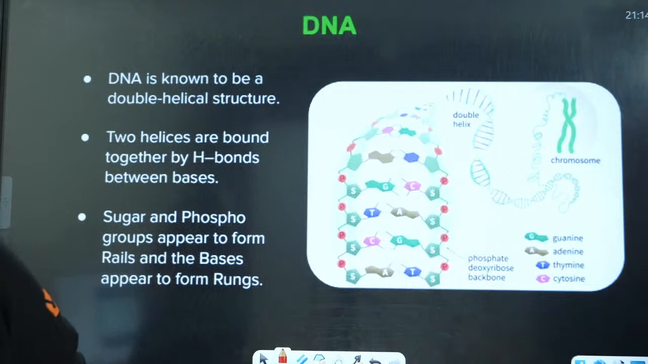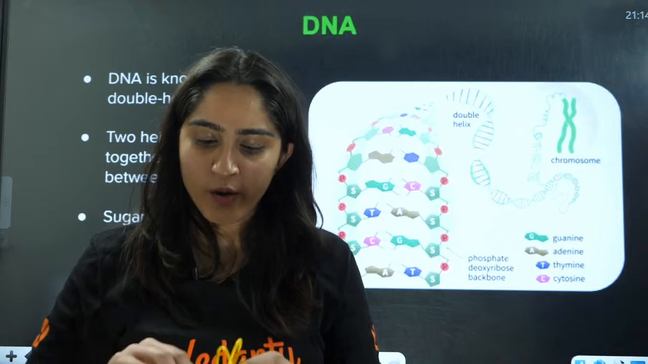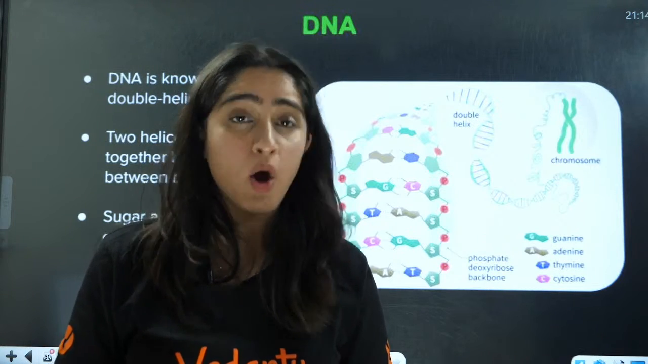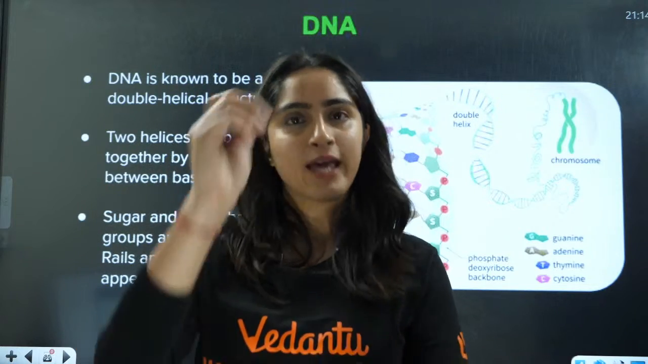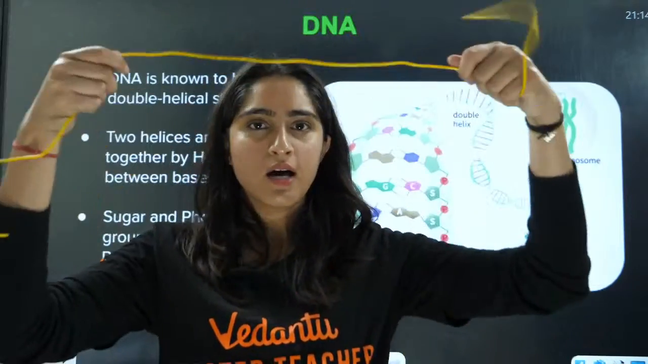For example, let me see if I have any prop here in this class. Yes, we have a prop. We are very jugadu. Now, what is jugadu called in English? Everybody tell me what is jugadu called in English. Okay, we have one jugadu thing here. Okay, so this is the structure.